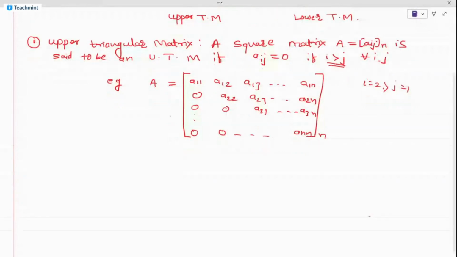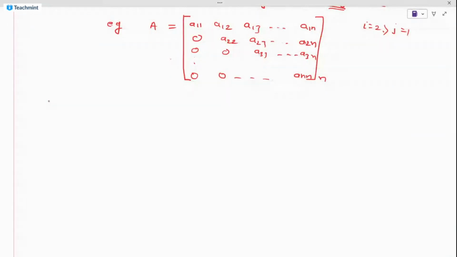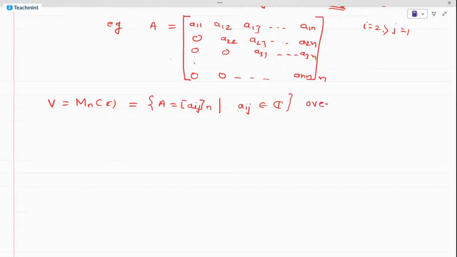Then consider the vector space of the set of all matrices, M_n of C. It is a vector space. It is the set of all matrices A equal to Aij such that Aij are in C, complex matrices, over the field C. The field here is also C. Then you know it forms a vector space. The M_n of C is a vector space over the field C.